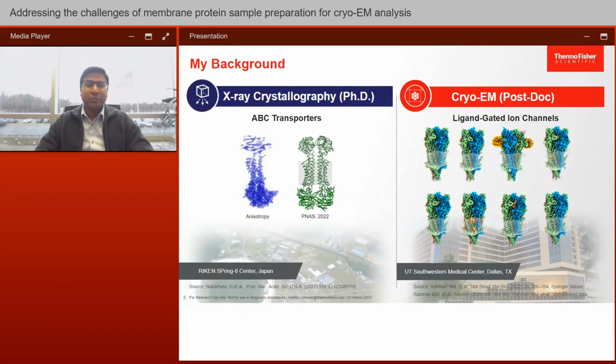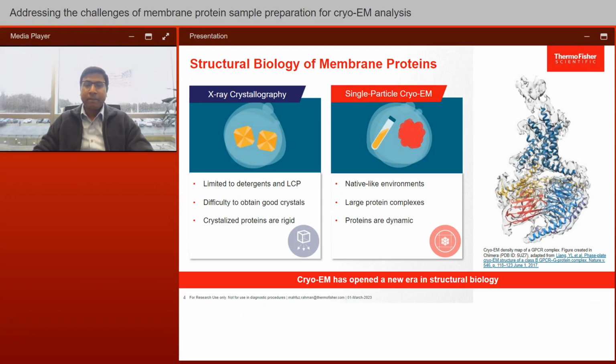On the other hand, in my 4 years of postdoctoral work, I determined 8 high-resolution structures of this ion channel in large conformational states. So this story is not only my story. The same story goes for most membrane protein structural biologists. So cryo-EM filled a huge gap in the structural biology of membrane proteins and protein complexes.